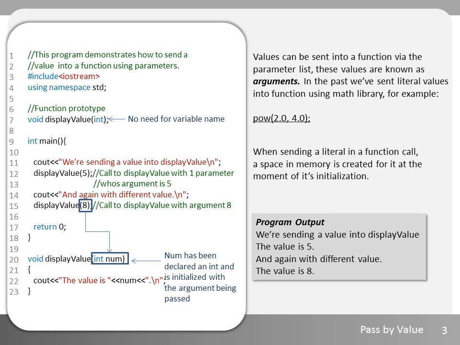Remember that when sending a literal into a function, always write its data type in the prototype parameter list, and there must be a variable declaration in the parameter list of the function header to receive the argument. If not, the program will have an error.